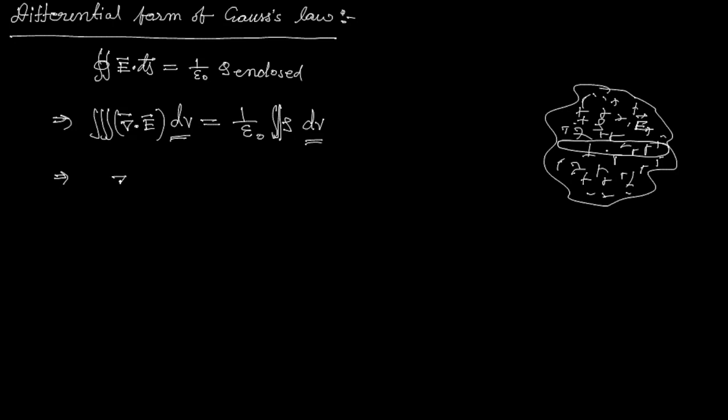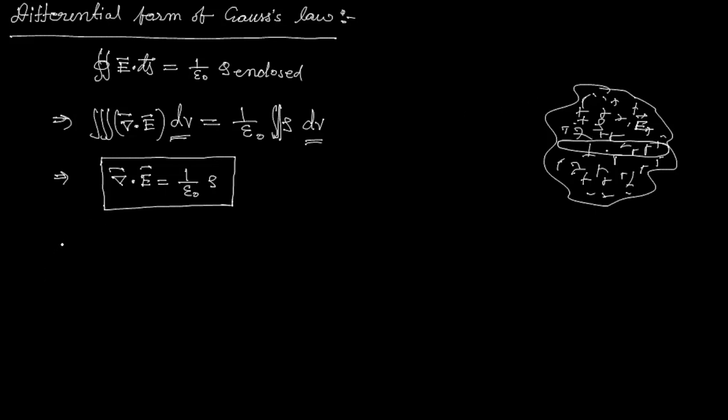Then we get divergence of E equals 1 by epsilon naught rho. So this is actually the differential form of Gauss law. The divergence of the electric field will give us how the charge is distributed over this region.